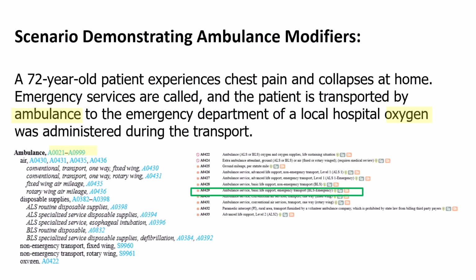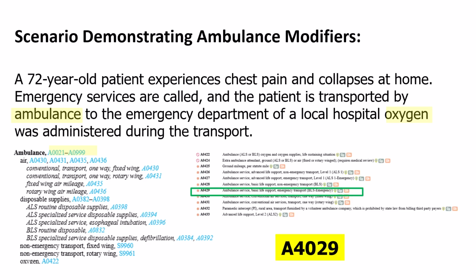So, A0429 is my code. Now, I have to look it up in the, well, no, I don't have to look it up. This is the tabular list. Coders, yes, this is the tabular list. I'm used to all these words. Okay, so A0429 is the code. Now we have to go grab our modifier.